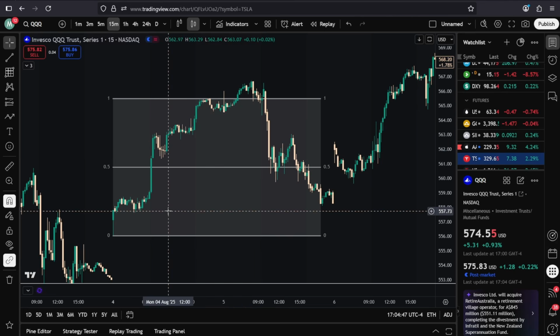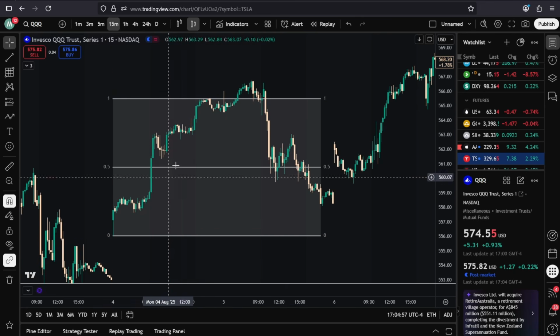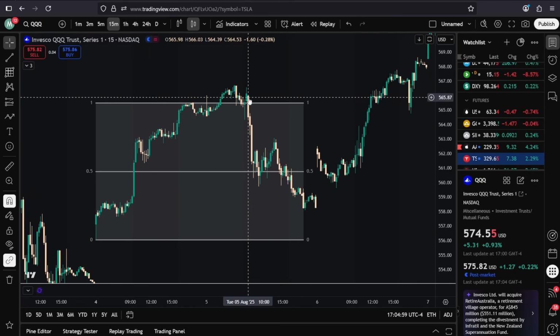I'm using the week of August 4th to August 8th for backtesting purposes. If you want to follow along on your TradingView, go for it. So Monday into Tuesday, our previous day's 50 drawn in. All right, price opened over previous day's 50. We have a bullish bias. We're looking for long setups.